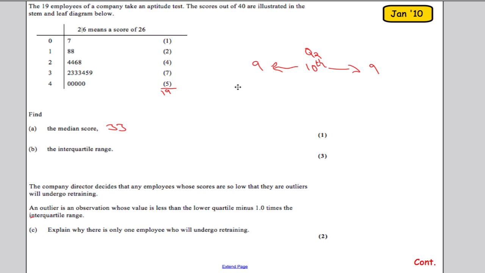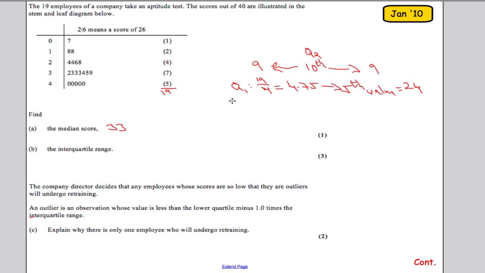For the interquartile range, I'm going to need to get Q1, and Q1 is n over 4. So we do 19 over 4, which gives me 4.75, which means I'm going to choose the fifth value. Counting along, 1, 2, 3, 4, 5. So the fifth value is 24.